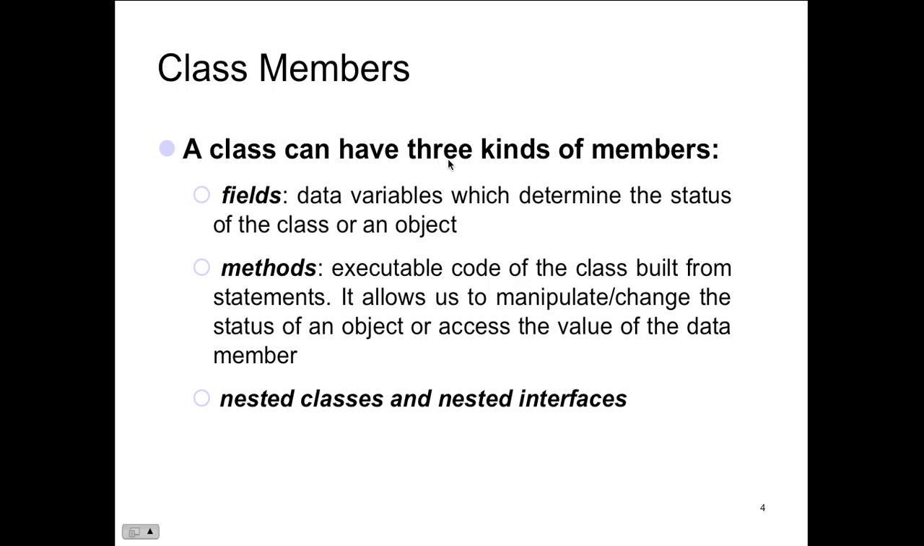So class members. These are the data. I like to call them data members and member functions. You can call them anything you want. A class can have three types of members. Why members? If you have membership into a club, you belong to the club. So if you're an object and you have members, then you have things that belong to that particular object. Here are some examples: fields, methods, and then nested classes and nested interfaces, and I'll talk about those in a few minutes. Let's look at the fields.